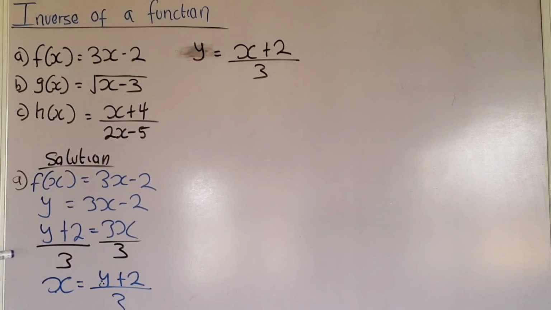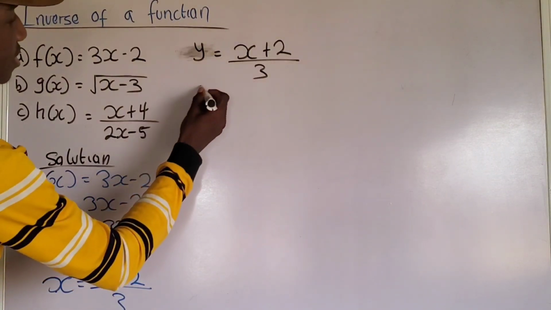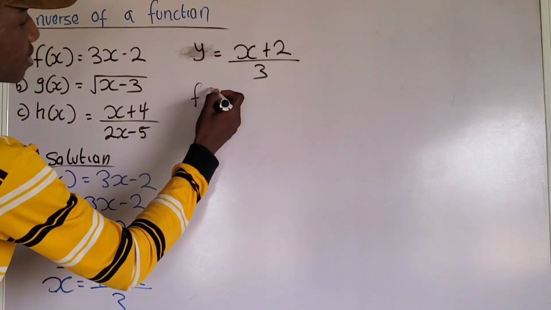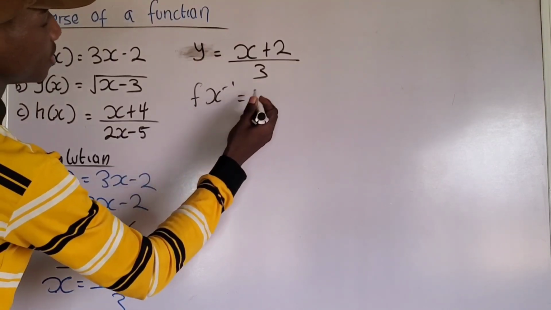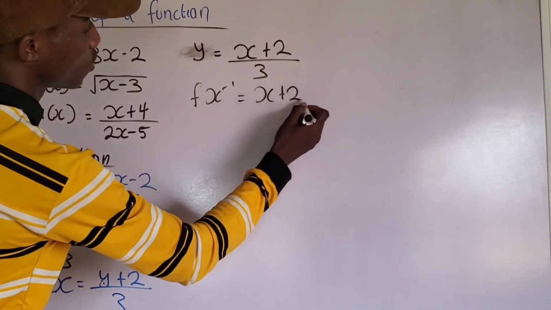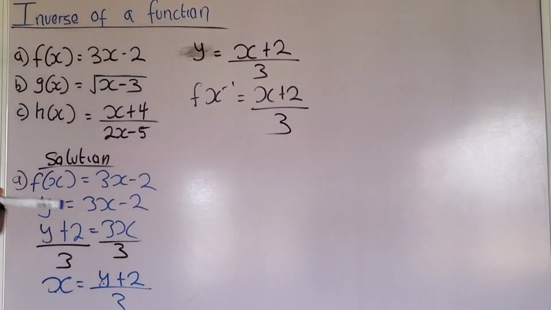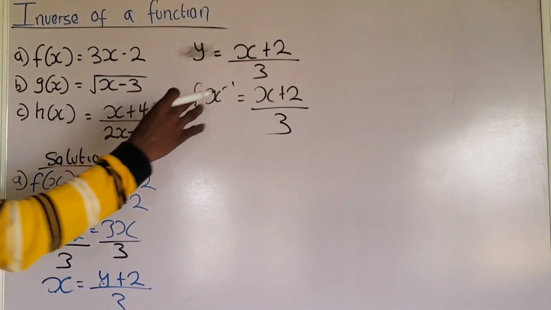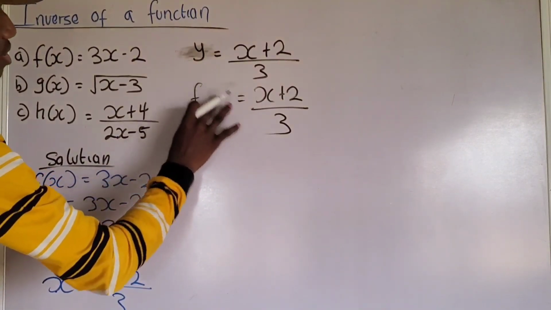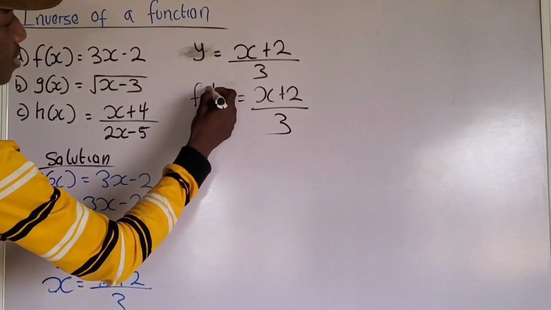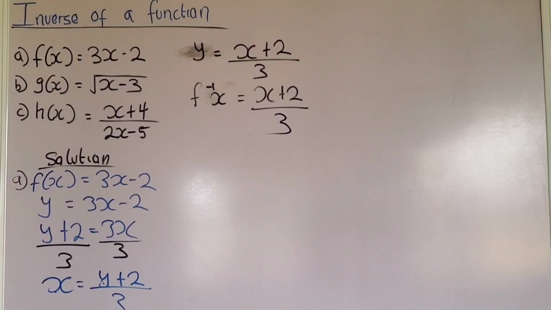So, in that case, the inverse of this function will be equal to x plus 2 all over 3. Do you understand? Inverse of f of x. Oh, sorry, this should be f inverse, f to the power minus 1. Inverse of f of x is x plus 2 all over 3. Do you understand now? Okay, let's attempt the second question.